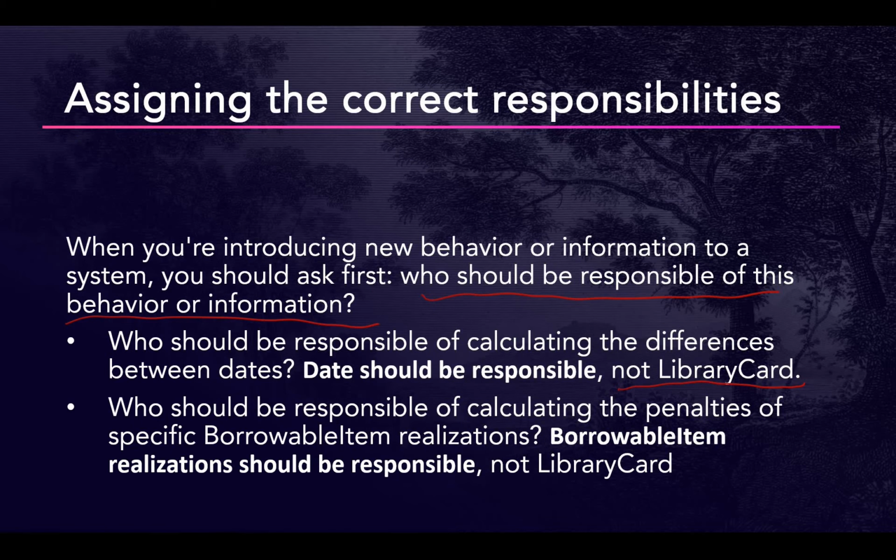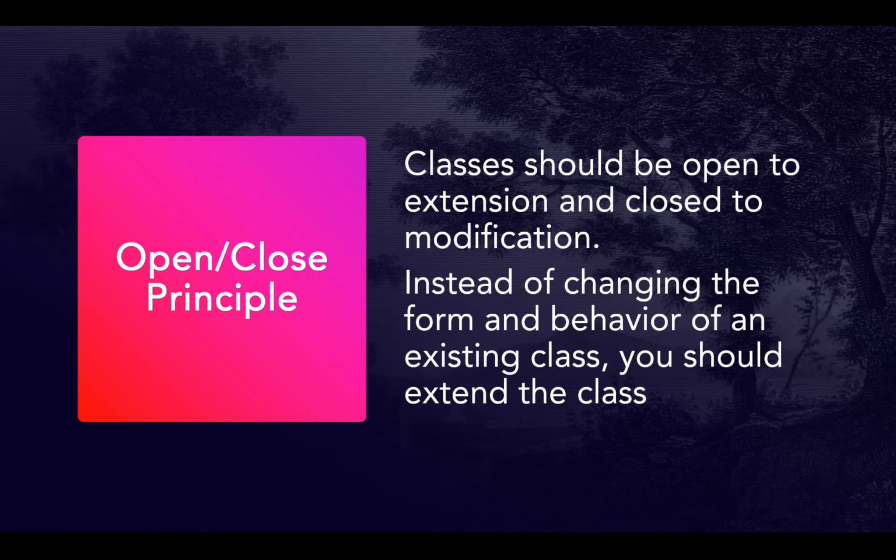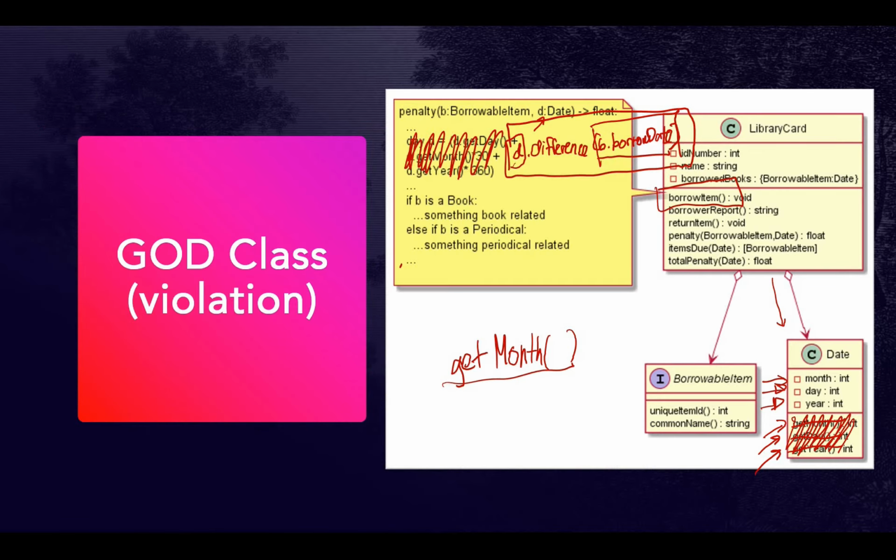Second one, who should be responsible for calculating the penalties of specific borrowable item realizations? It shouldn't be library card who should do that. It should be the borrowable item realizations themselves, because different borrowable item realizations have different ways of calculating penalties, for example. Because a book, for example, might have a bigger penalty per day compared to a periodical.